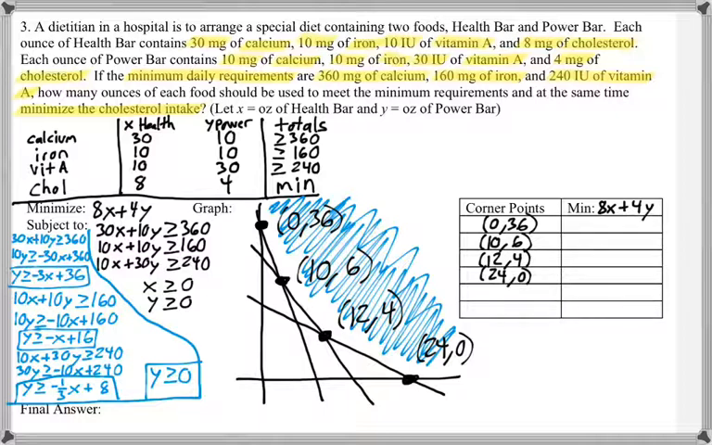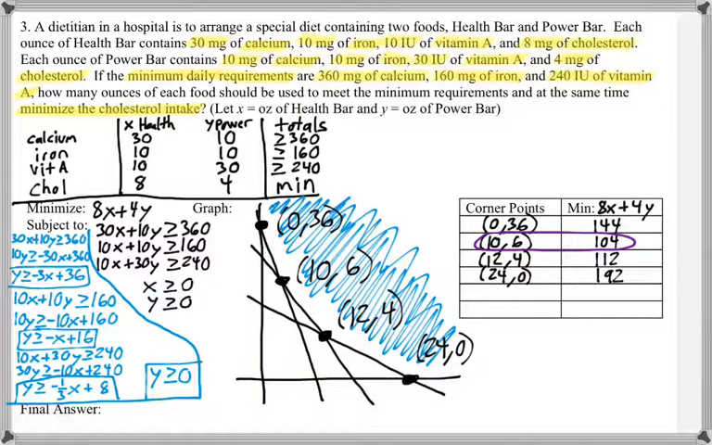So we need to plug those into the objective function 8x plus 4y. So 8 times 0 plus 4 times 36, we get 144. 8 times 10 plus 4 times 6, we get 104. 8 times 12 plus 4 times 4, we get 112. And then 8 times 24 plus 4 times 0, we get 192. So the minimum value here is the 104 at (10, 6).